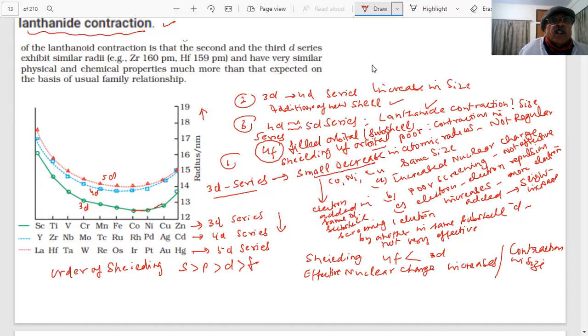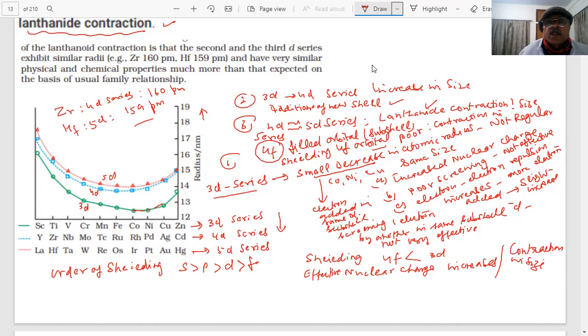As an example, zirconium is an element of the 4d series, and its size is 160 picometer. Hafnium belongs to the 5d series, and its size is also almost the same, 159 picometer. So they have the same size.